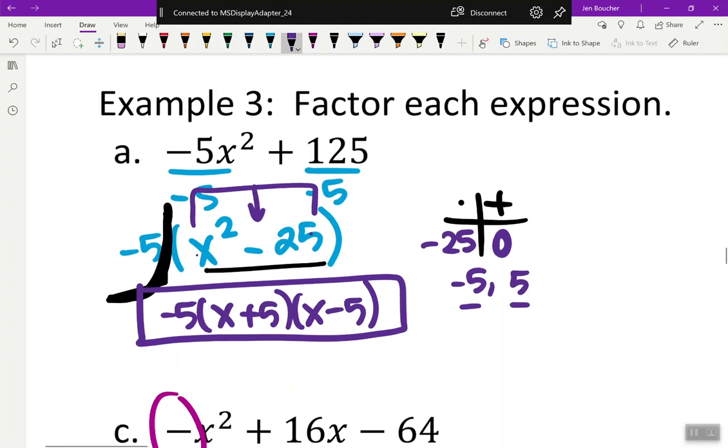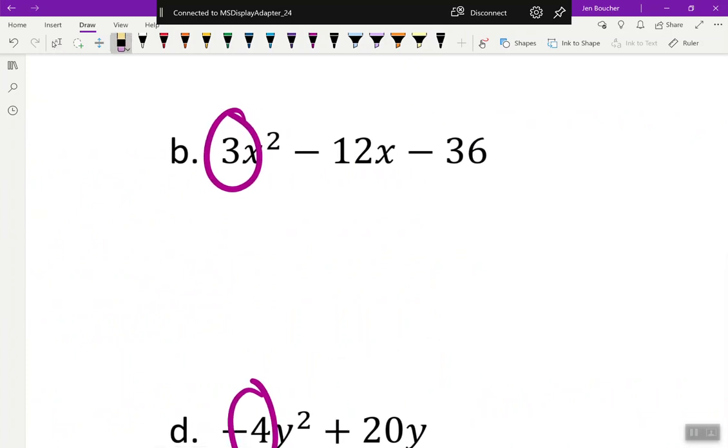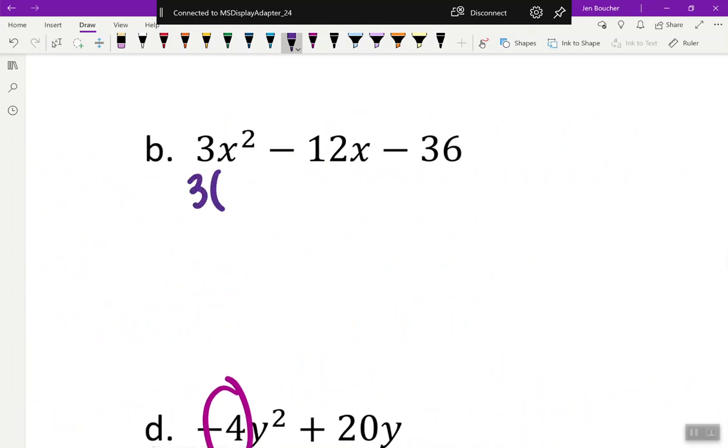Cortland, how's it coming? That was super good. What about part B? This is a lot easier this year. Good. Sometimes time just helps. What about part B? GCF? 3. X squared minus, keep talking for me. 4x minus 12. Very good. Ignore the 3 for a minute.